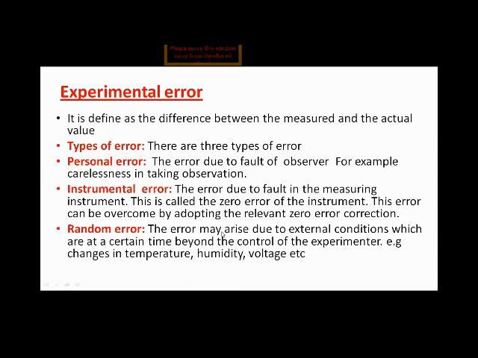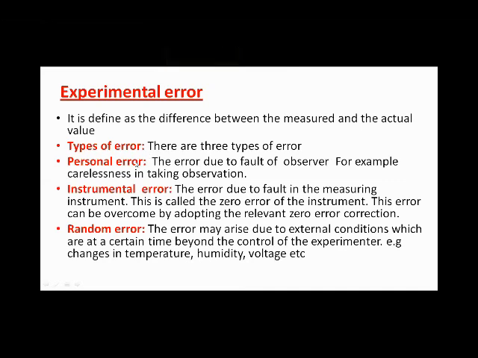Let's suppose we purchase an object or table with dimensions of 2 by 4 by 4, meaning 2 is width, 4 is length, and 4 is height. But when we measure it and do not get the actual measurement, we can say it has some error, either personal or otherwise. That's why there are three types of error.